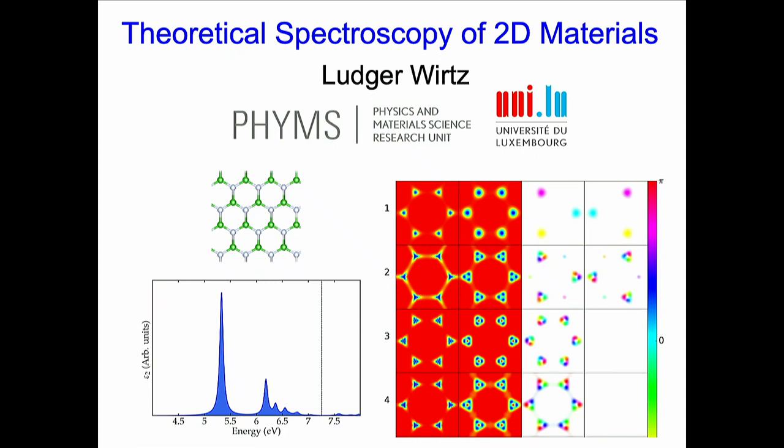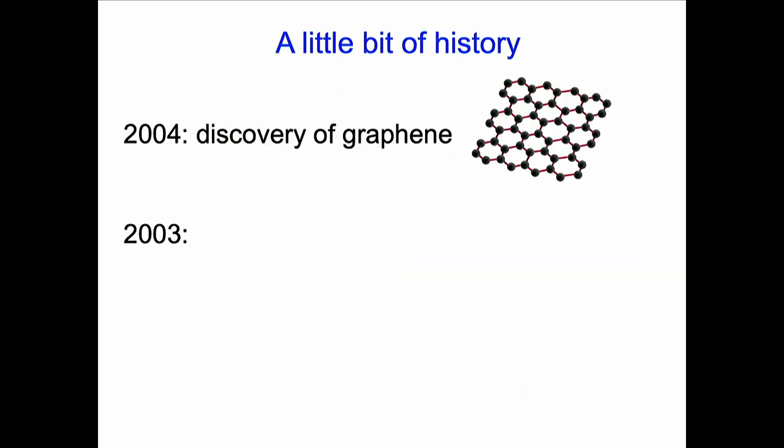I slightly changed the title, which was Excitons in low dimension. I generalized a little bit to theoretical spectroscopy, which of course involves excitons, and I mostly talk about two-dimensional materials. Well, a little bit of history on two-dimensional materials.